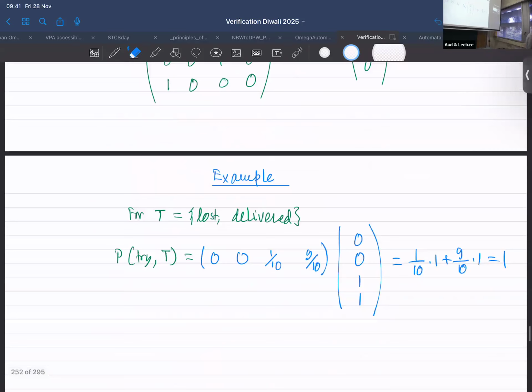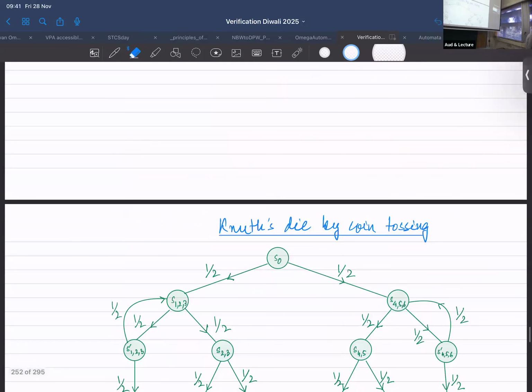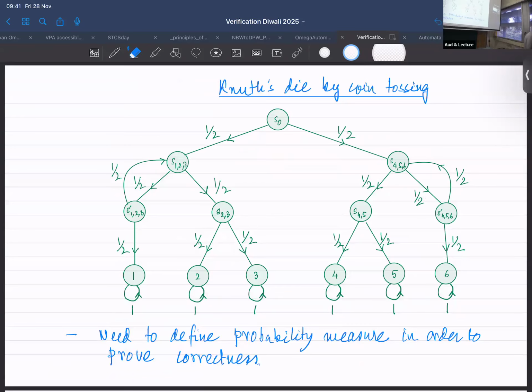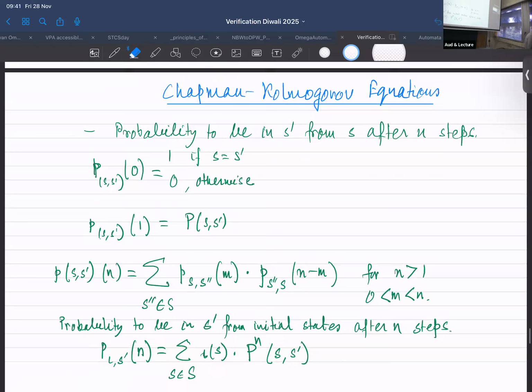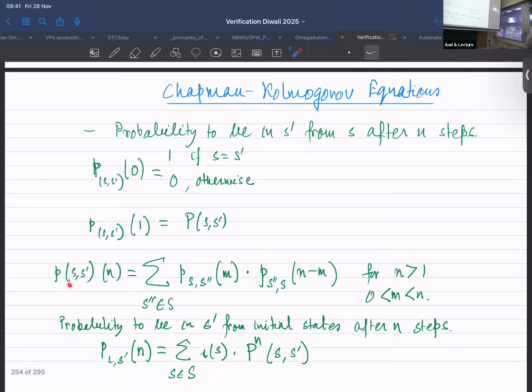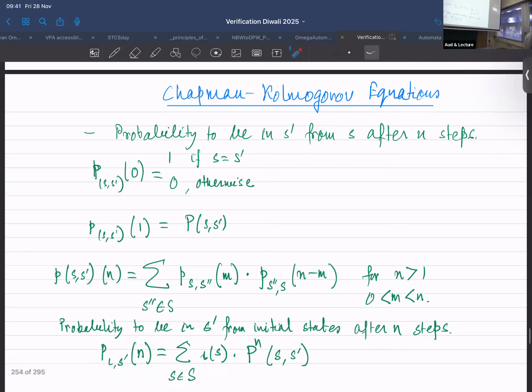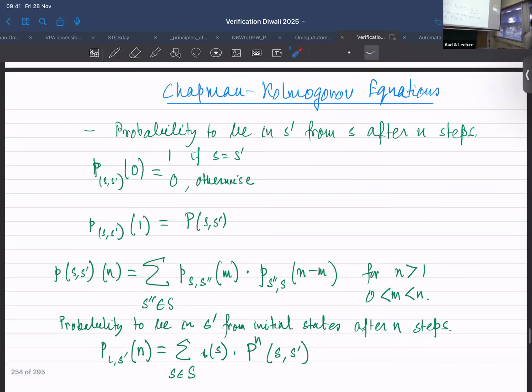We saw some examples. In particular, we also saw the Chapman-Kolmogorov equations, where the probability to reach from some state S to S prime in n steps is equal to: you see the probability of reaching some state S double prime in m steps, and then from S double prime to S prime in n minus m steps, and you sum it over all these intermediate states.